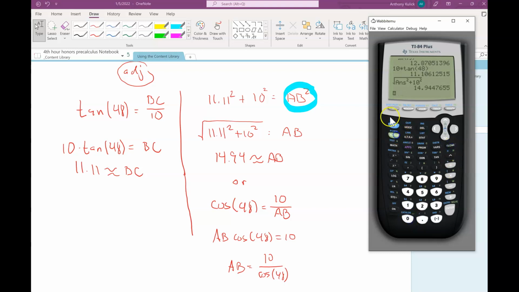Let's do it this way. Provided that you kept all the decimals like I did on the first computation, you'll get the exact same number if you keep all the decimals. Everybody happy there?